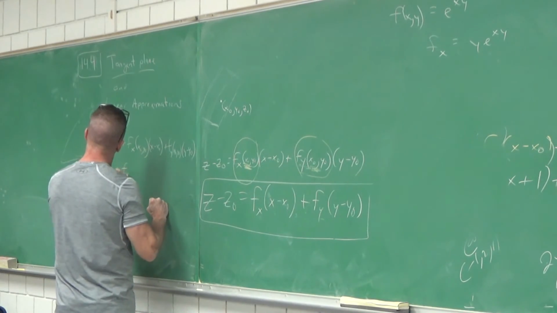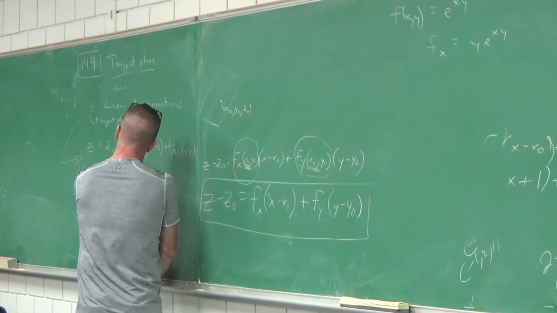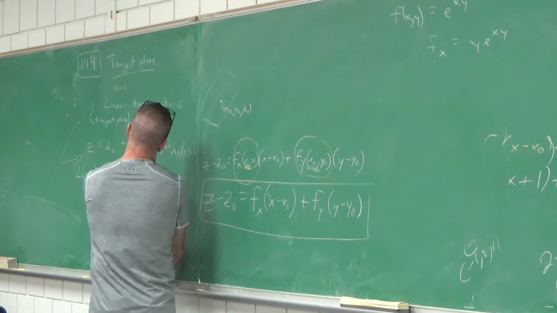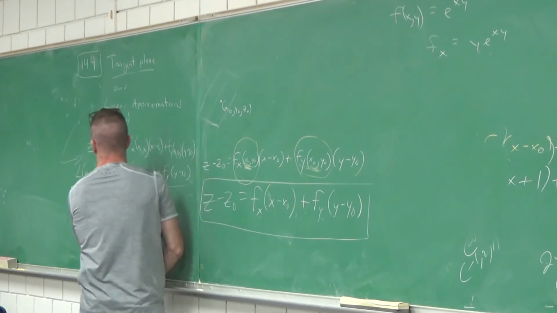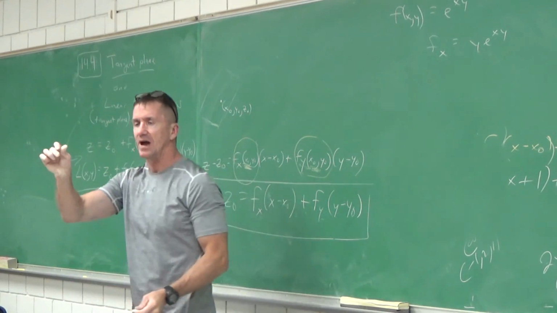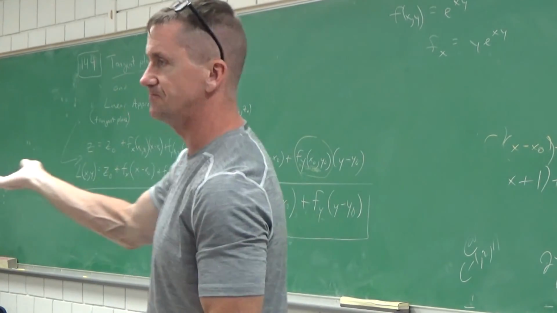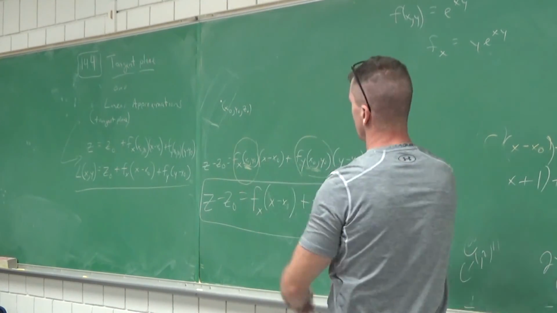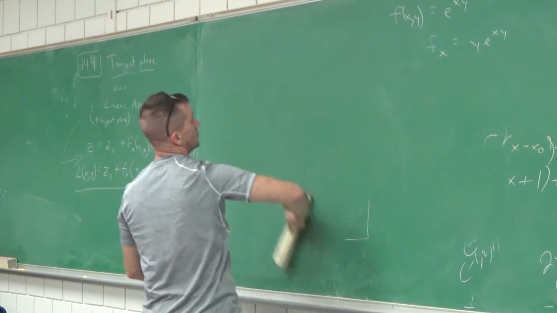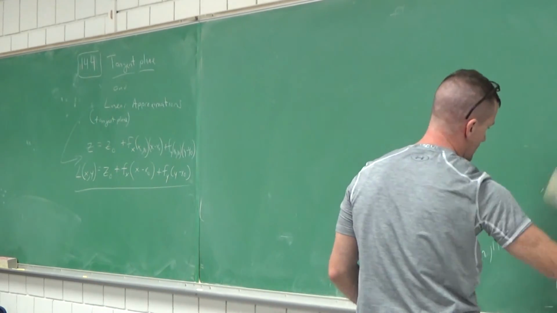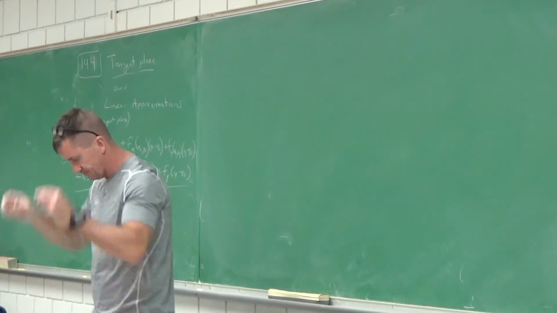And again, if it helps, sometimes I don't write all that jargon there. I'll just go f_x times x minus x naught plus f_y times y minus y naught. Maybe that looks a little bit prettier. I didn't write the little x naught, y naught in there, because you know that you're always going to evaluate the slope at the point. So I'll give you a problem. But the good news is I don't have to memorize a whole new formula or equation. It's the same thing.